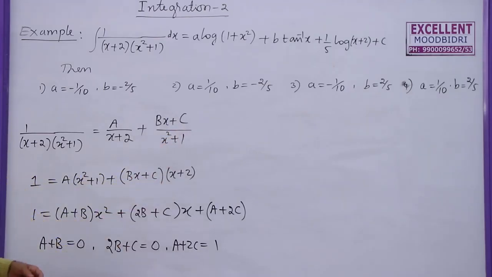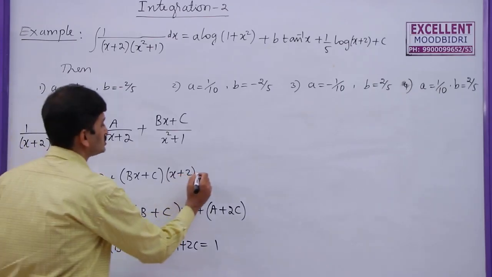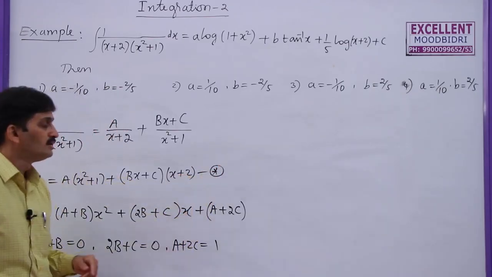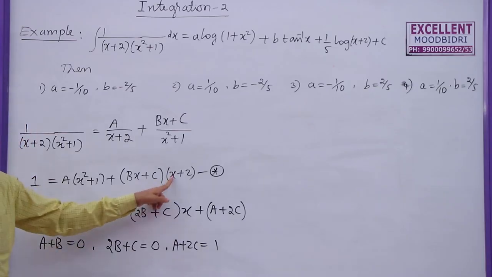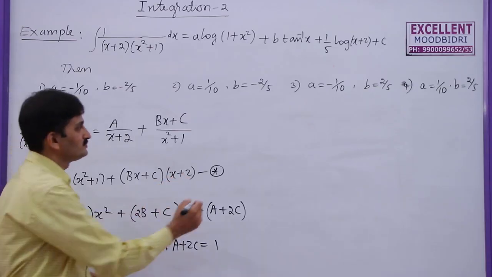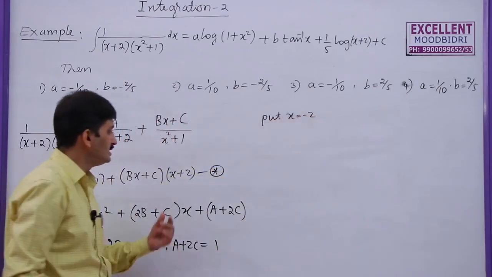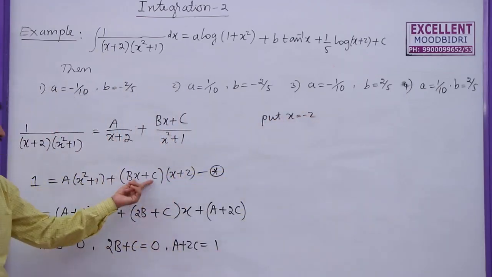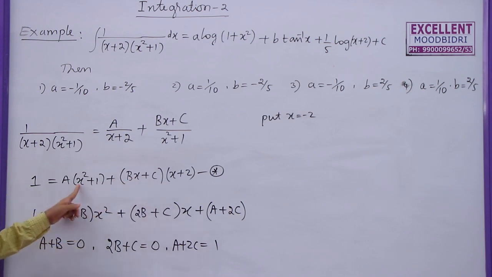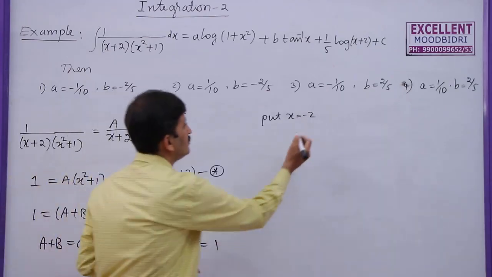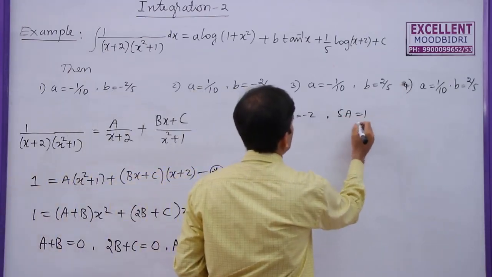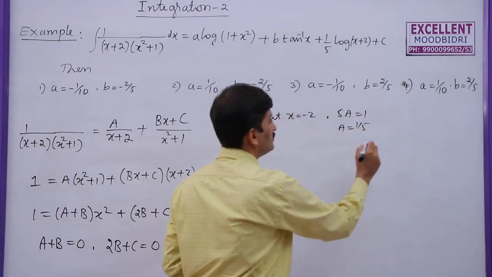But there is no need to solve the equations together, because at least you can find the value of A using this equation star, correct? How to find it? Put x equal to minus 2, because x + 2 is then 0, and 0 into anything is 0. Here also, put x = -2: minus 2 whole square is 4, 1 plus 4 is 5. So 5A equal to 1, A is equal to 1 by 5.